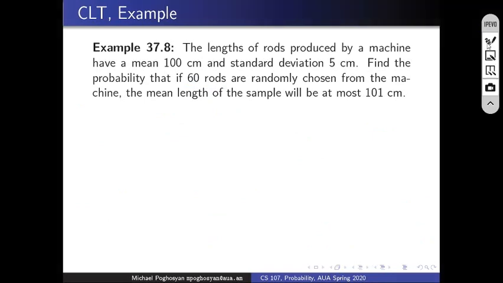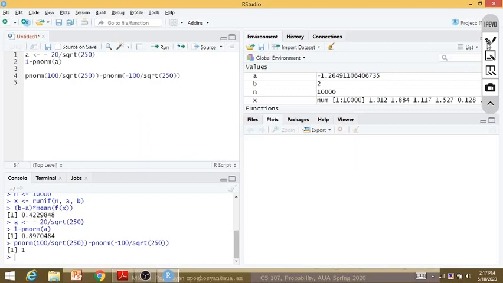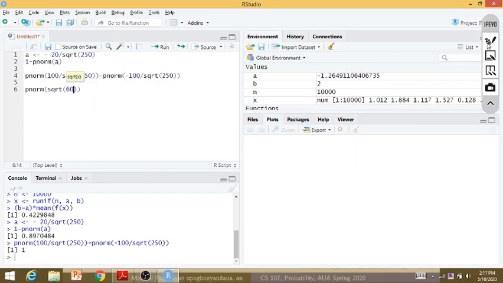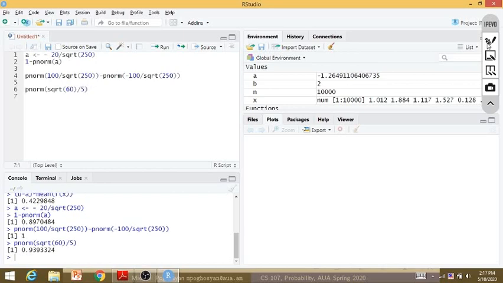Now I will calculate that by using R. So it was pnorm at the point square root of 60 over 5. Standard normal's CDF, so I'm not writing any parameters. 0.94.